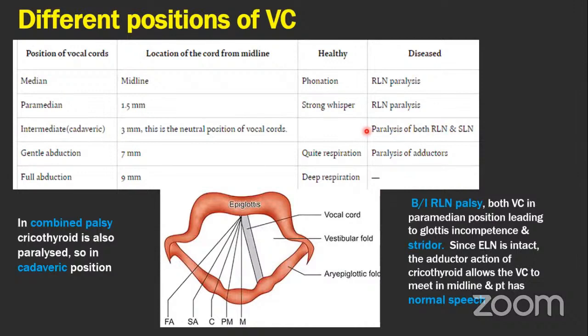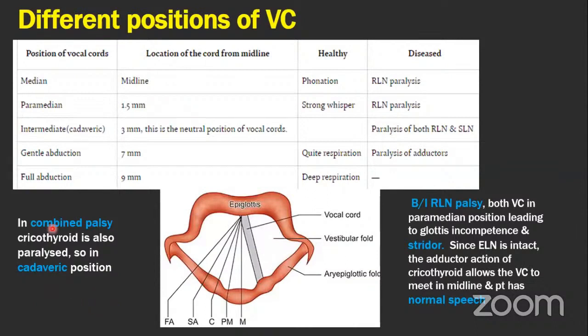Why? Because if there is only a recurrent laryngeal nerve palsy, this external laryngeal nerve is intact. So the cricothyroid will be acting normally. Cricothyroid is an adductor. So the adductor action of the cricothyroid will allow the vocal cords to meet in the midline and the patient will be having a normal speech. But in a combined palsy, this cricothyroid is also paralyzed. So the vocal cord will go to a cadaveric position.